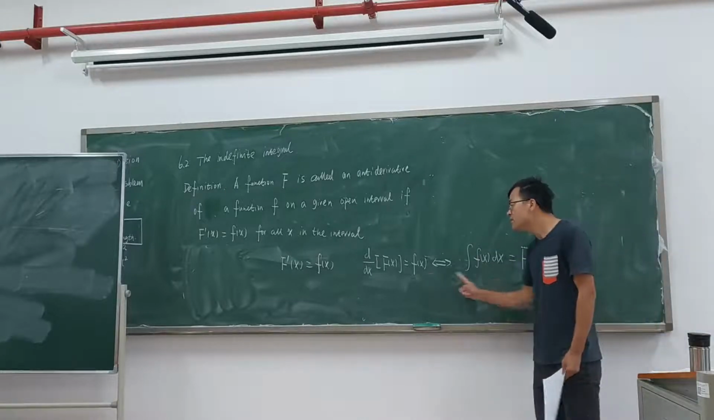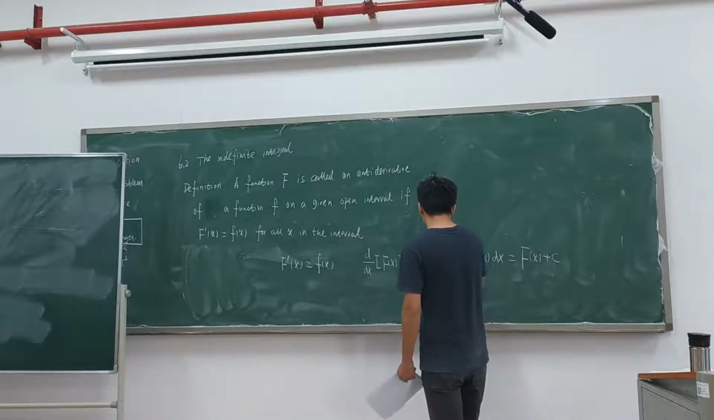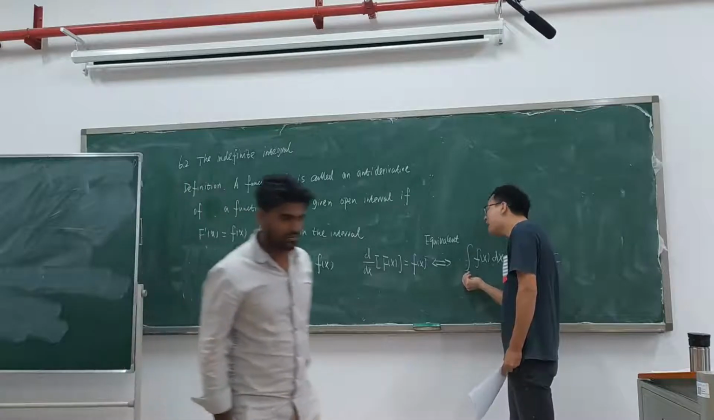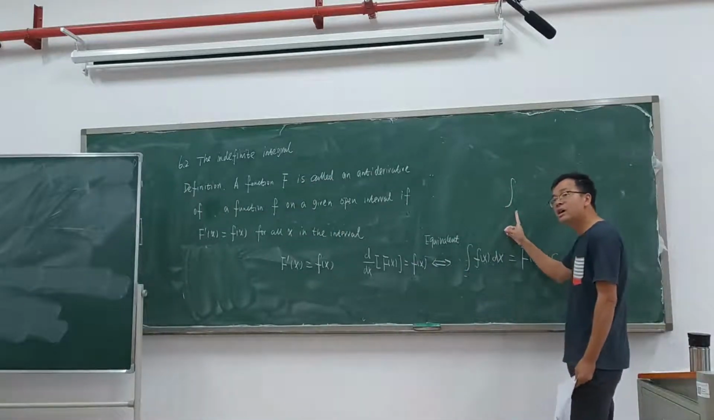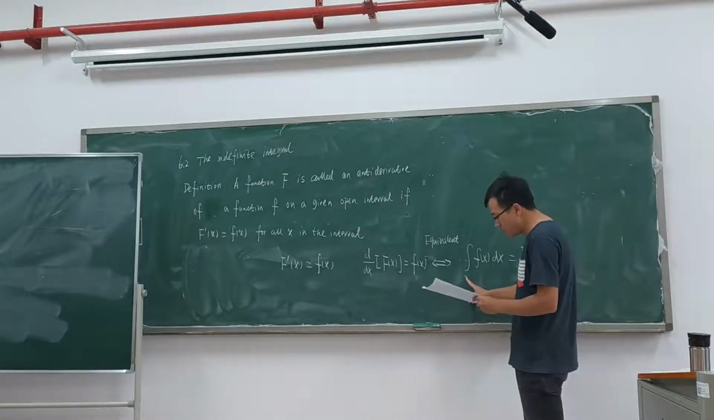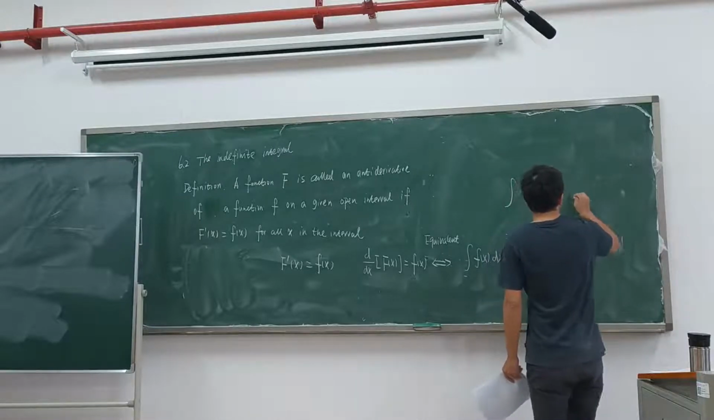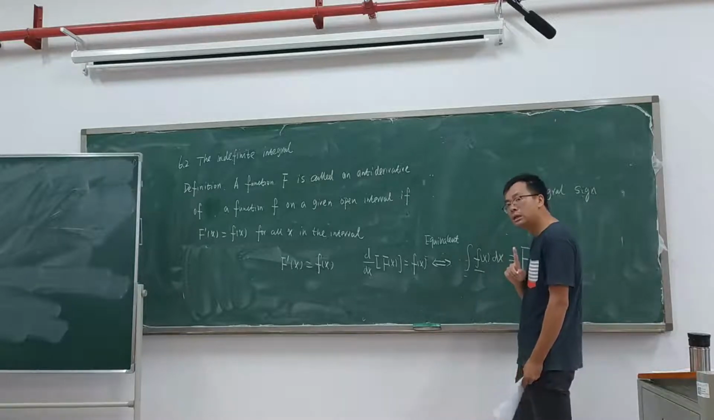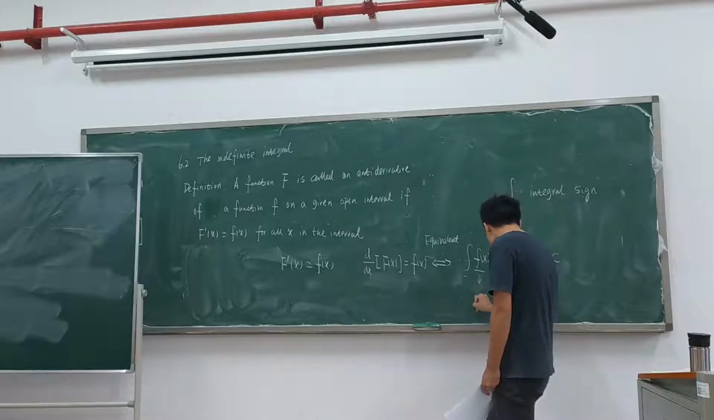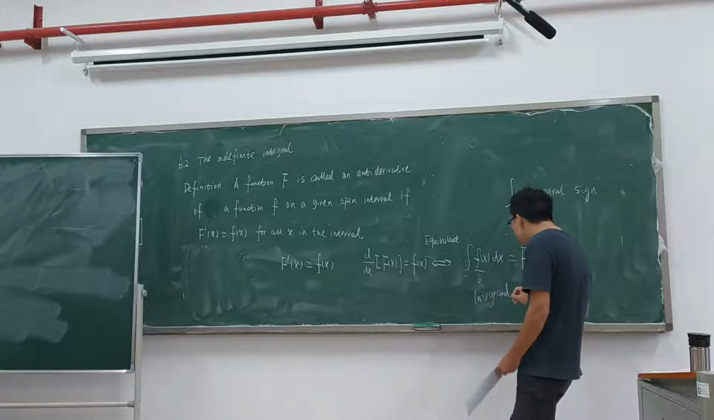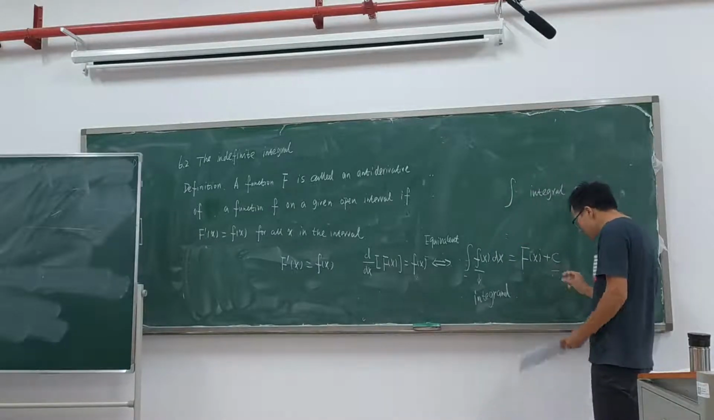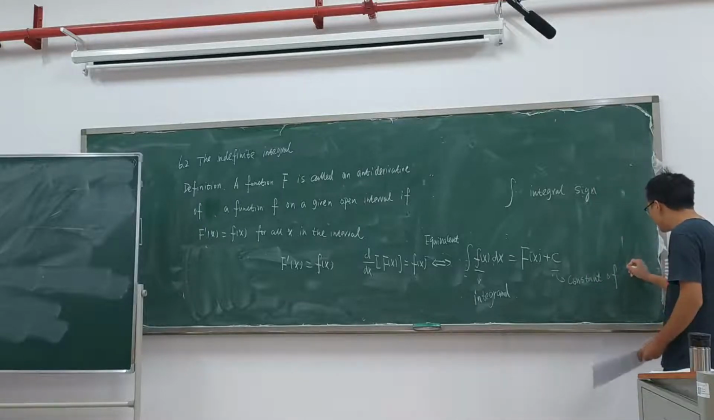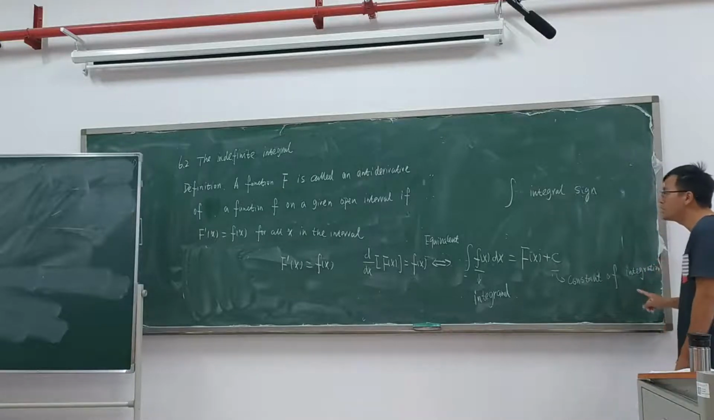Okay, these two expressions are the same. They are equivalent. Here this sign has a name, the integral sign. And this f in mathematics has a name, the integrand. And this constant c is called the constant of integration.